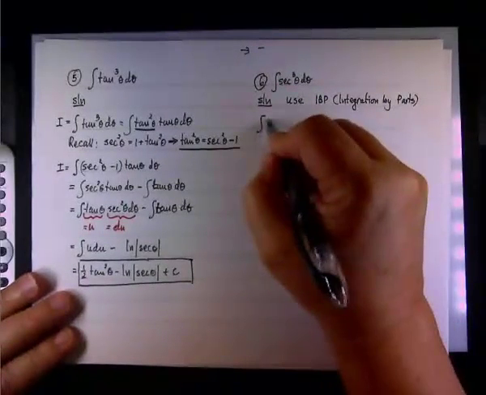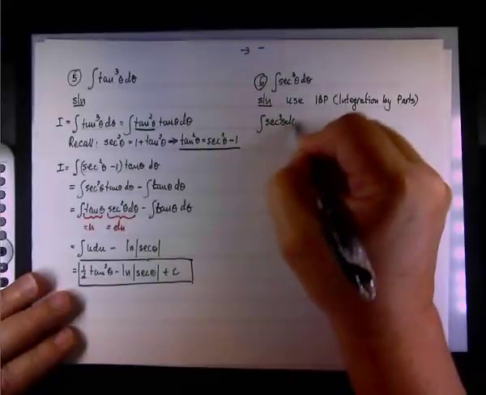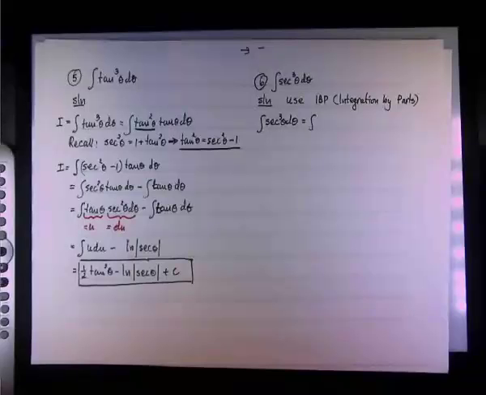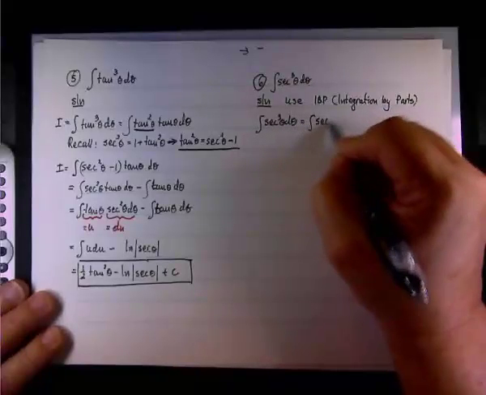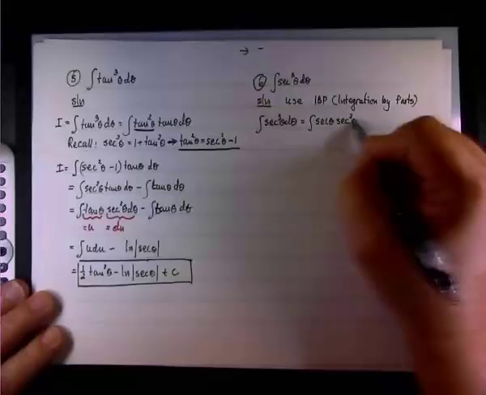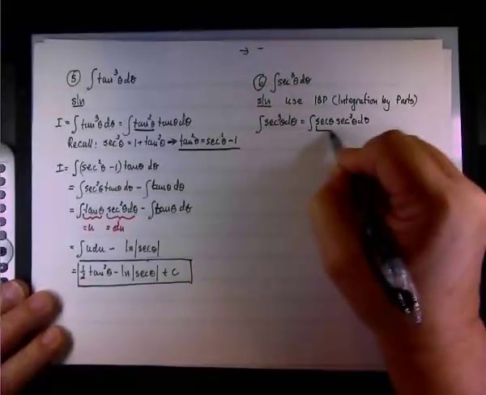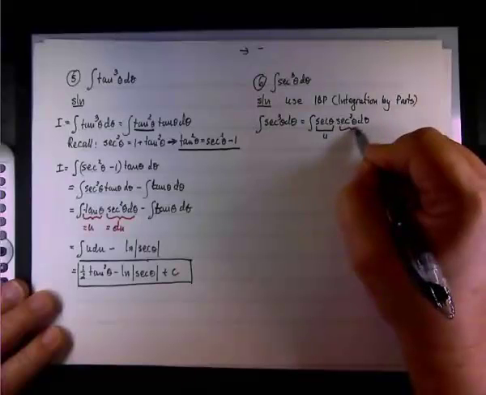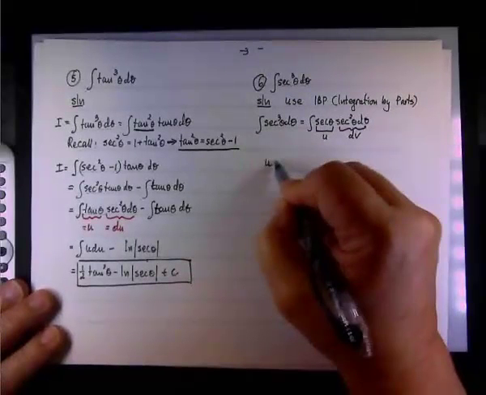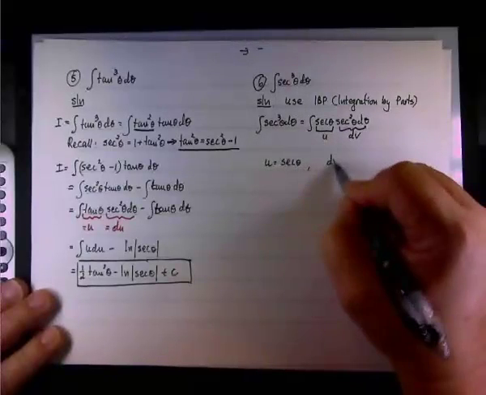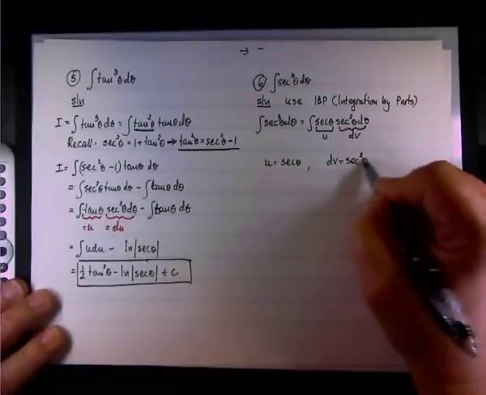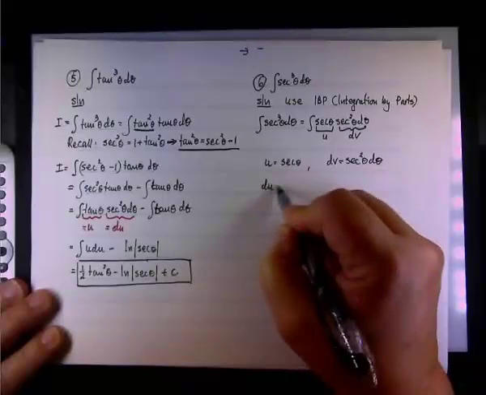So, what I'm going to do, I'm going to break the secant cube as secant times secant squared. Why is that? Because the secant squared d theta is a convenient differential. So we're going to write that the secant cube is the secant times the secant squared d theta, and I'm going to split, here's my u and here's my dv. So let's write it here. U equals secant theta, okay, and dv equals secant squared of theta d theta.